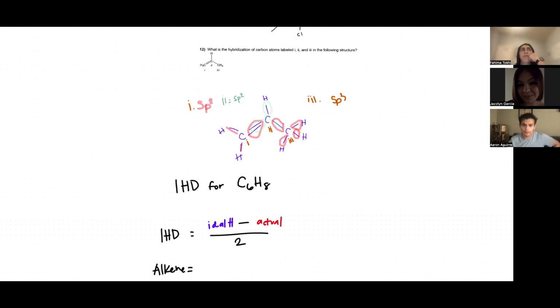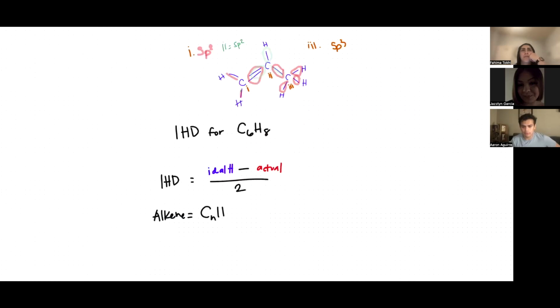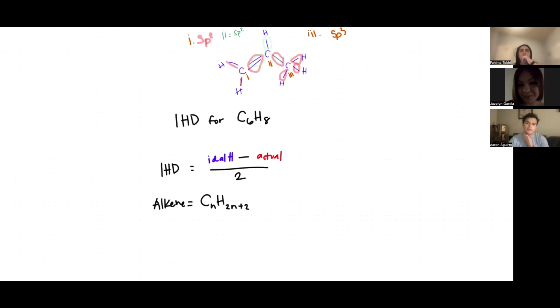Okay, what am I doing? Okay, alkane is CnH2n plus 2. That's your formula, right? So this is how you find your ideal. First step is we just look at how many carbons we have. So we have 6, right? So you just whip out your calculator, C6, H2 times 6 plus 2. So ideally, this molecule would have 14 hydrogens, right?